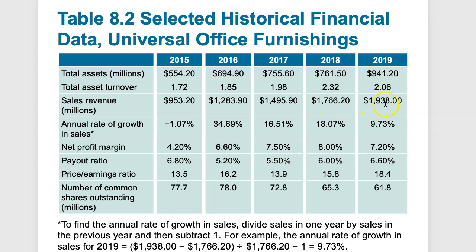So if we take 2019 sales minus 2018 sales, divided by 2018 sales, it's sort of like I always say, new minus old divided by old, and we get the year-over-year change in the sales growth.